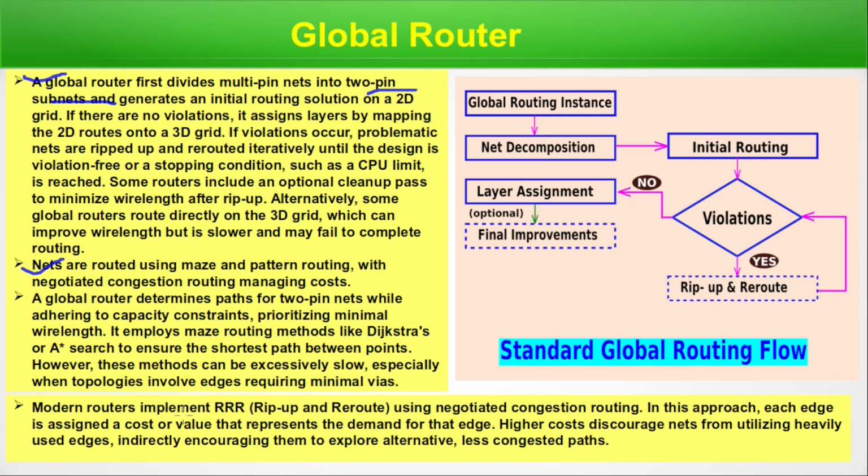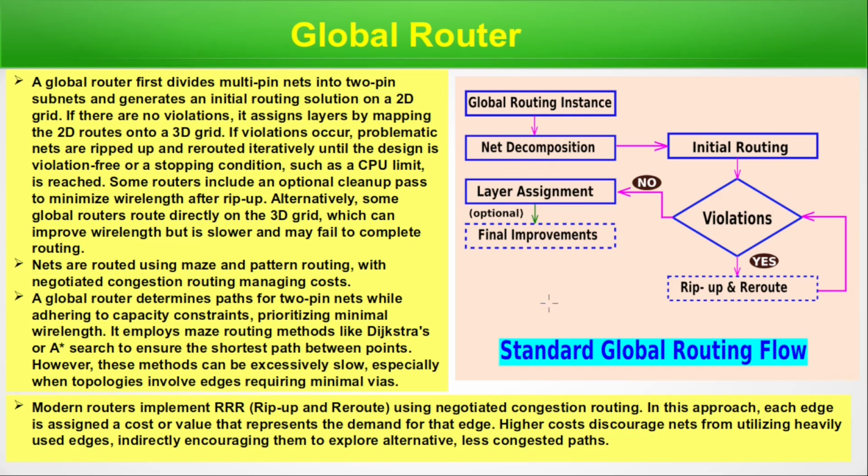Now, modern routers implement RRR using negotiated congestion routing. In this approach, each edge is assigned a cost or value that represents the demand for that edge. Higher costs discourage nets from utilizing heavily used edges, indirectly encouraging them to explore alternative, less congested paths. So this is how a global router works. That is a philosophical representation of it.